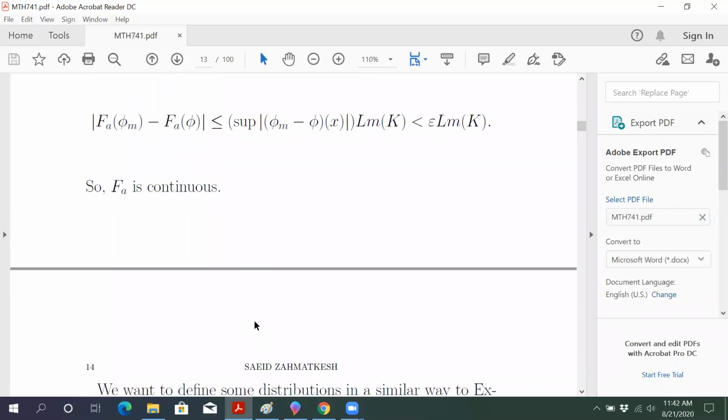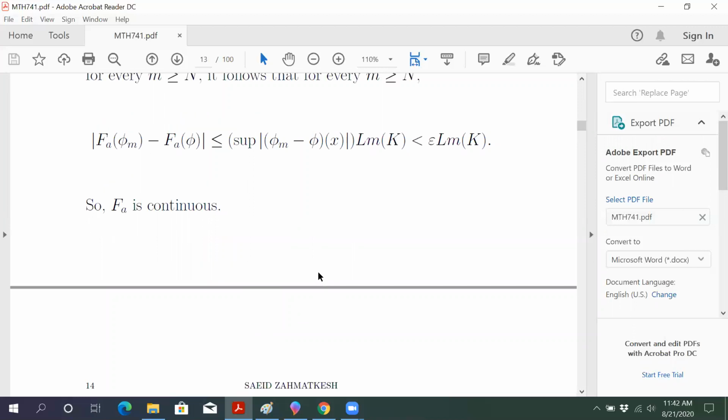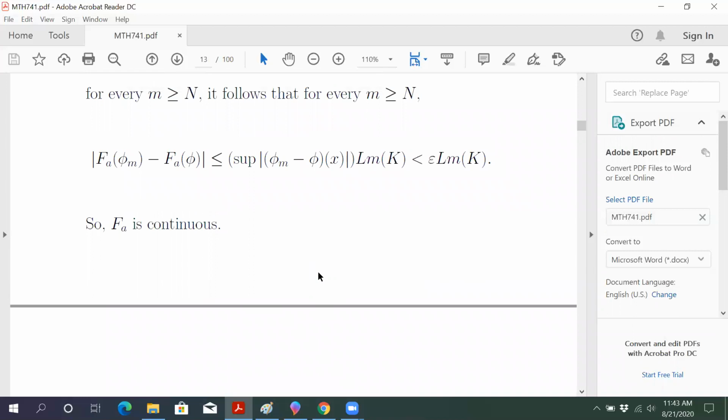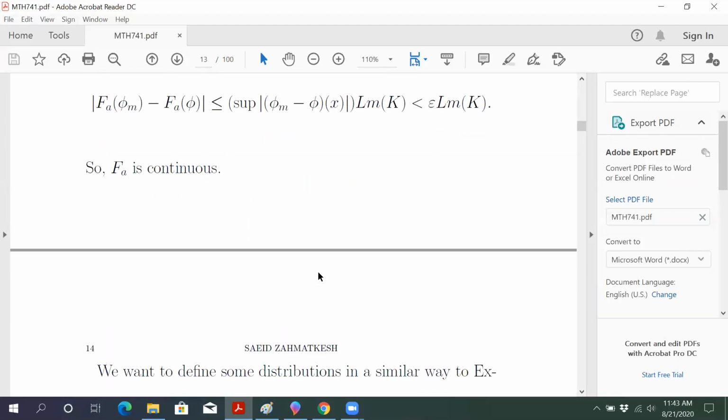Bear in mind, every continuous function like A induces a distribution in that form. It maps every test function to the integral of A phi. So every continuous function induces a distribution. This continuity somehow is a strong condition. We want to define some distributions in a similar way, but under some weaker condition.